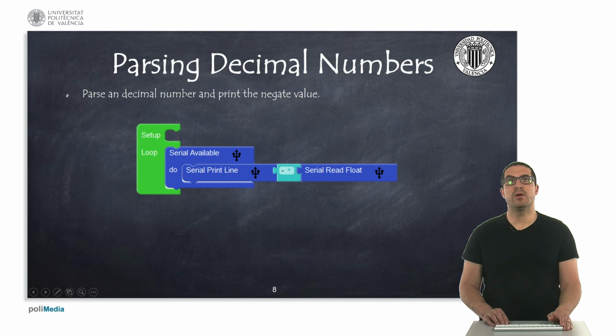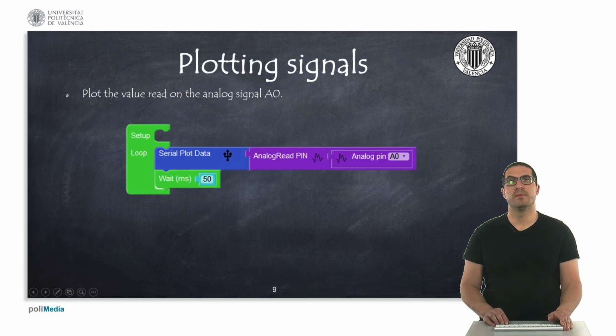In this example, instead of just printing a whole number, we're printing a decimal number, so it has the dot separation. And here particularly we are reading this text as a number, and then we negate the value and print it back. So this is an example of how to read a decimal or float number.